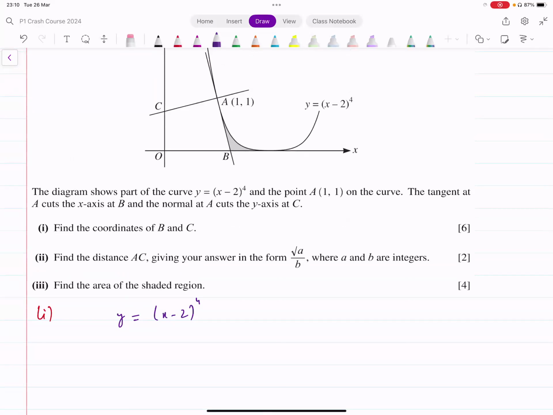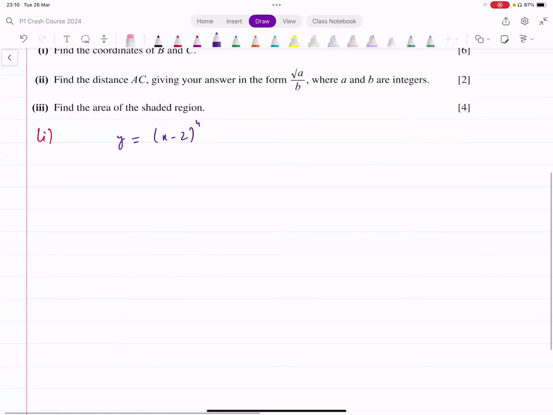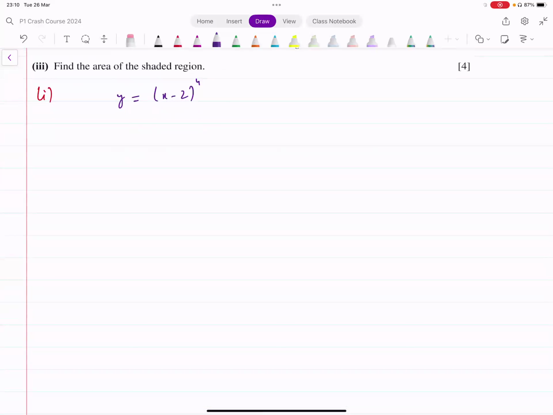You need two things, a point and gradient, right? We have a point already. We just need to find the gradients of the tangent and the normal. How do you find the gradients of the tangent and the normal? You do that using differentiation. So first of all, you have to find the derivative of this. That will give you the gradient of the curve at that point.